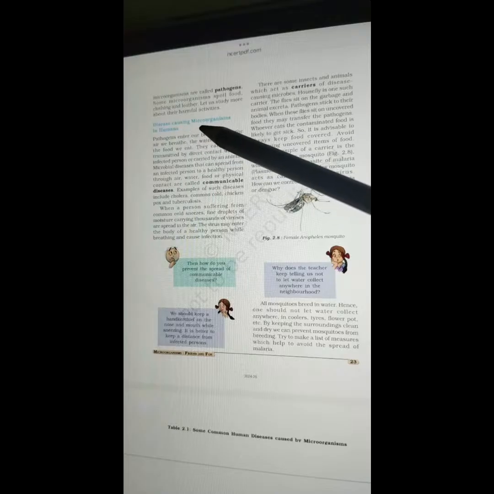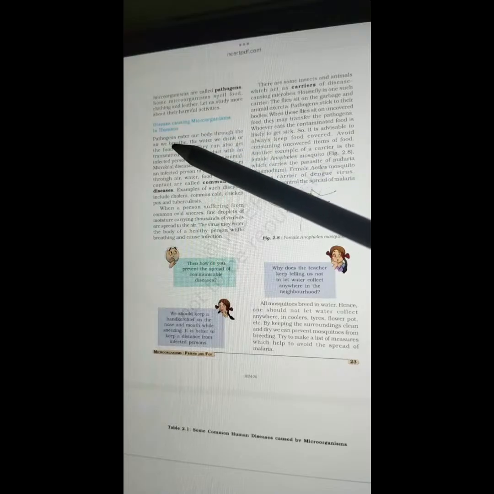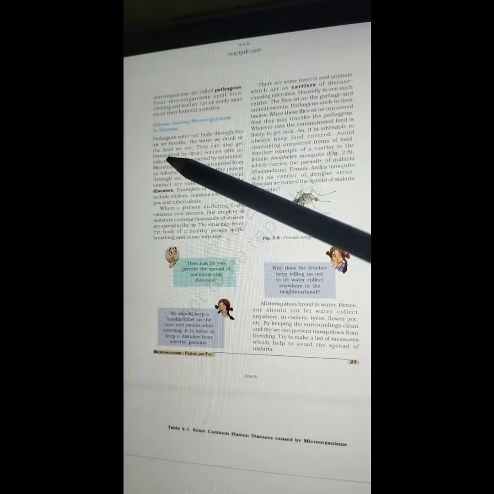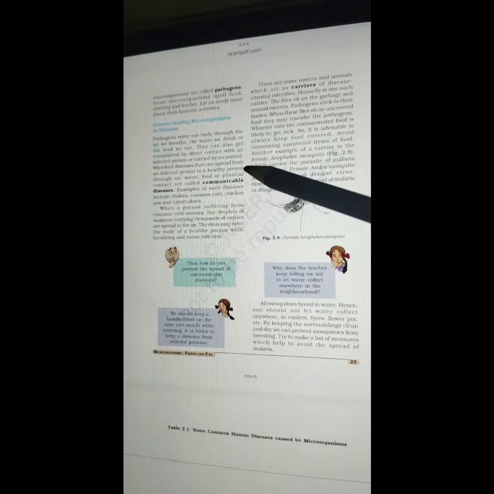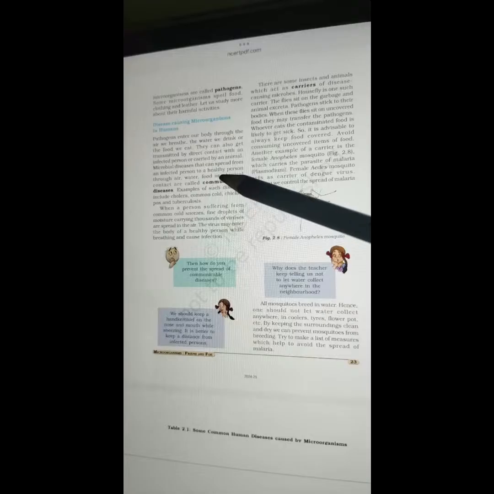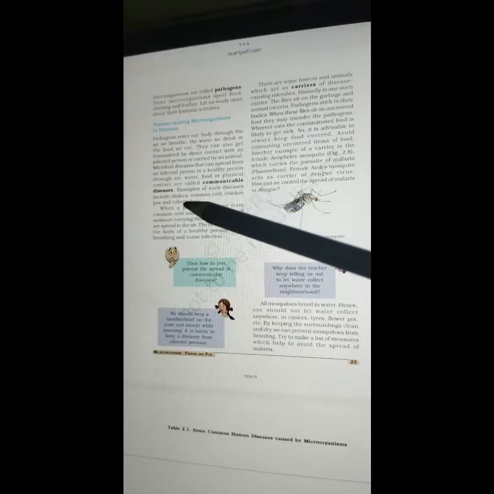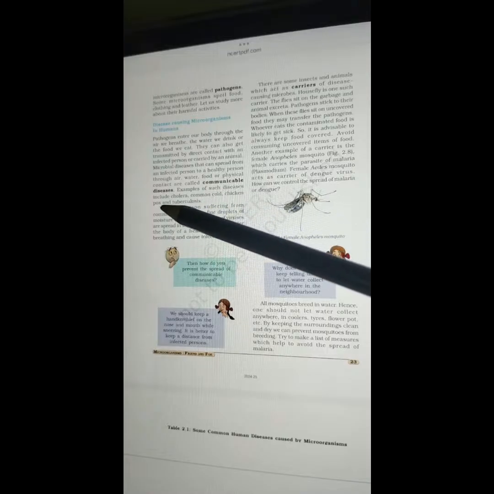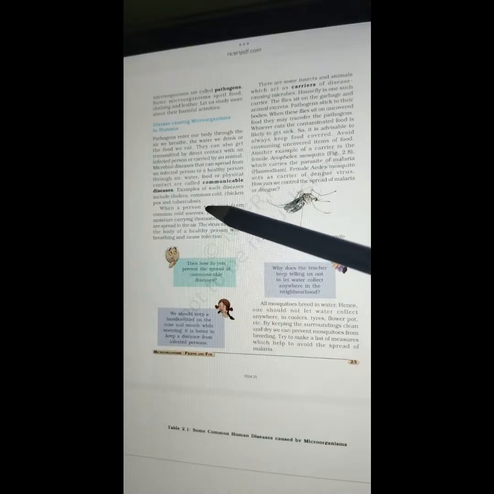Diseases caused by microorganisms in humans. Pathogens enter our body through the air we breathe, the water we drink, or the food we eat. They can also get transmitted by direct contact with an infected person or carried by an animal. Microbial diseases that can spread from an infected person to a healthy person through air, water, food, or physical contact are called communicable diseases. Examples of such diseases include cholera, common cold, chickenpox, and tuberculosis.